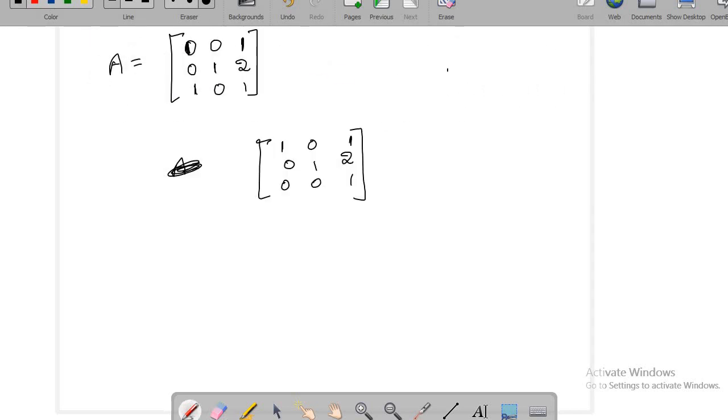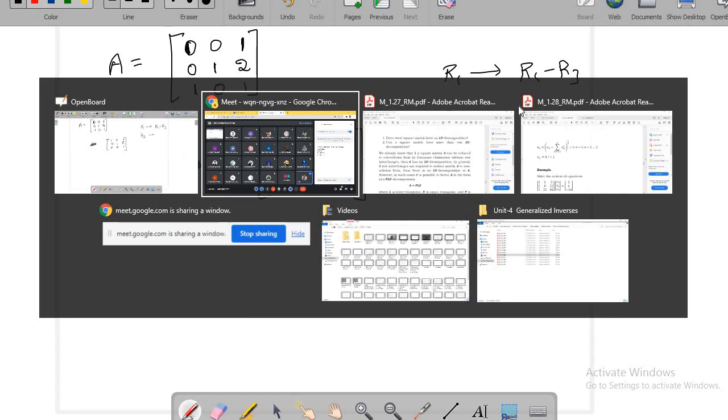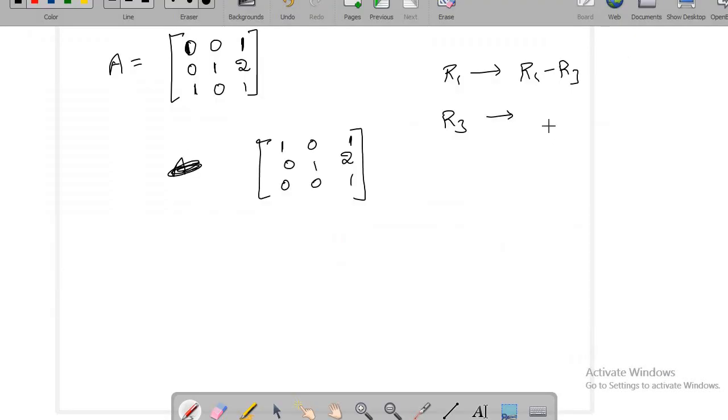So the suggested row operations are R1, you make it this way. What is it? R1 minus R3, and R3, R3 plus R1. Okay.